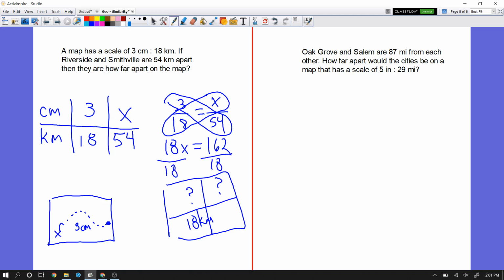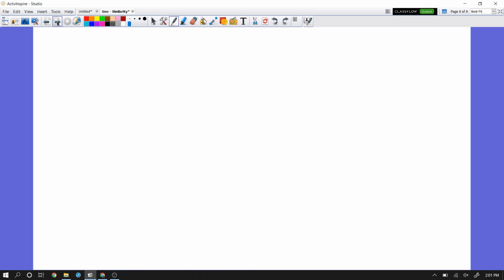And we're sitting there going like, wow, what the heck? All right, 18 goes into 36, another 18 goes into 54, so that's times 3. So what's 3 times 3? 9. So we now know that 9 centimeters on the map is equal to 54 kilometers. Practice, practice, practice.